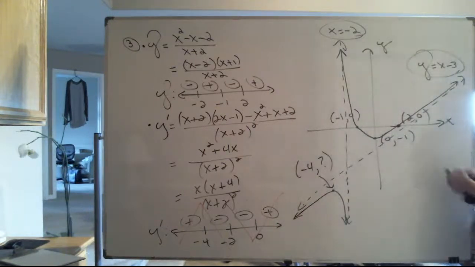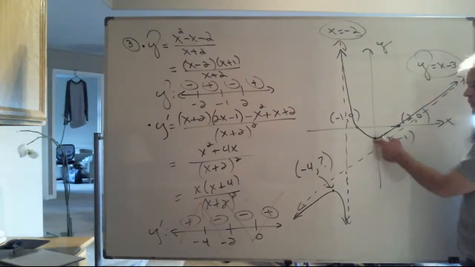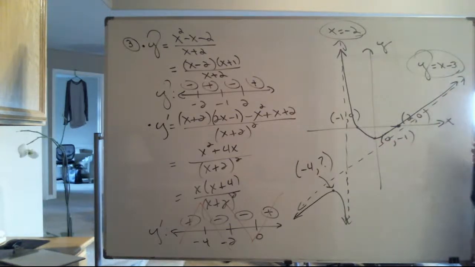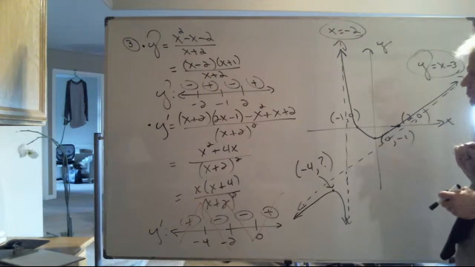And so I guess I can stipulate that x equals 0 is my local min, but I've already got that labeled as a y-intercept, so I'll leave it as such. From there on after, I'm increasing, and I'm hugging that oblique asymptote. Nice.